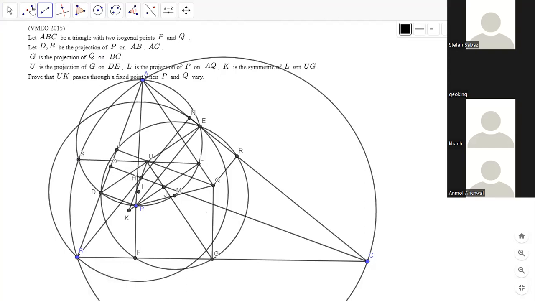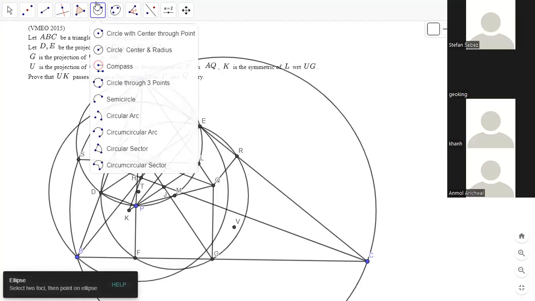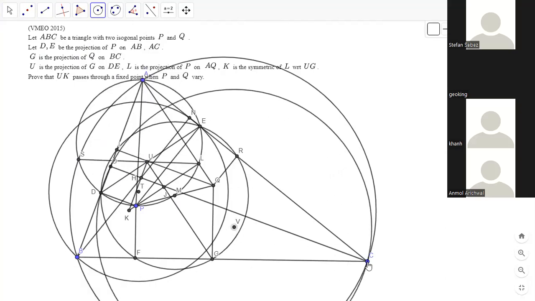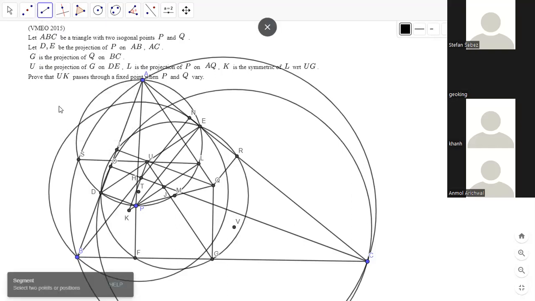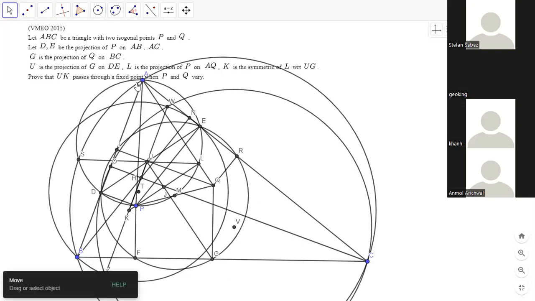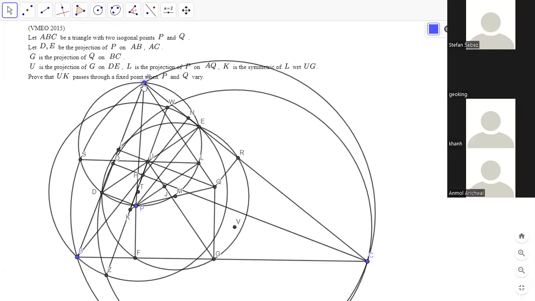Okay, so Khan was saying draw the circles with diameter BE and CD. So were those the two circles you were talking about? Yeah. Interesting. Yeah, it looks like it's the radical axis of those two. Okay, so maybe it's a good way to do it.